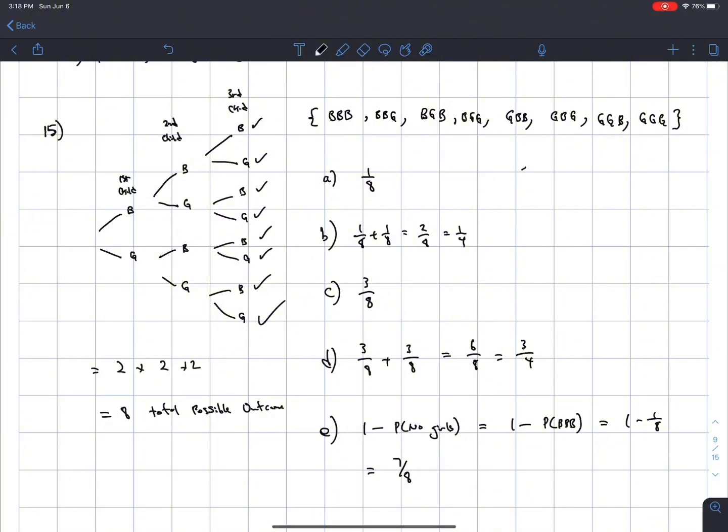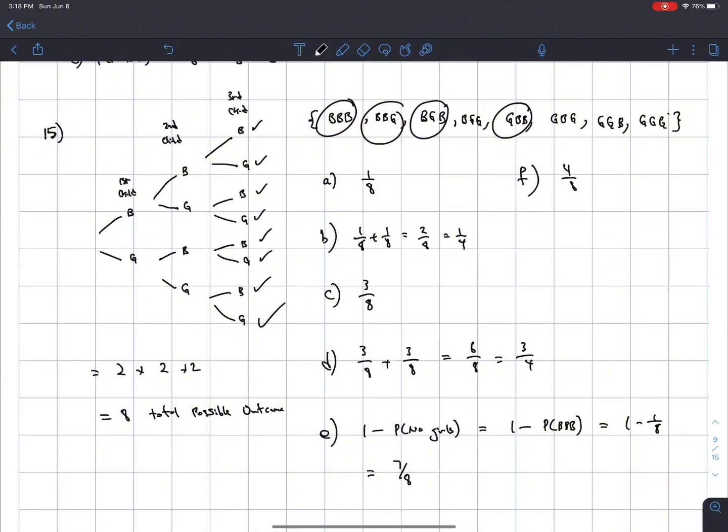And F, at least 2 boys. 2 boys, 2 boys. And 3 boys is also at least 2 boys. So that's 4 out of 8, or just 1 over 2. So whenever there are 3 or more events, a tree diagram is definitely very helpful.